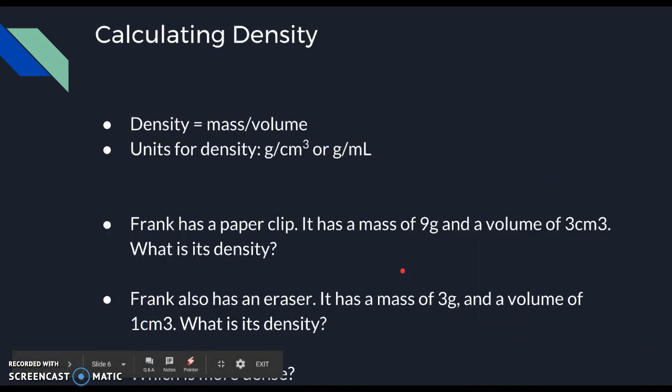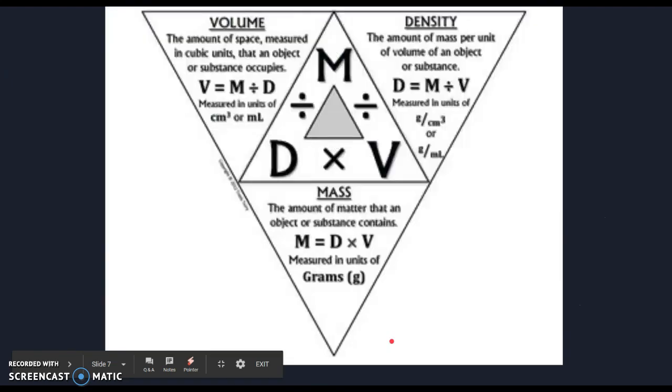Okay, so when we calculate density, we divide the mass by the volume. We have 2 units that we will practice with, which are grams per cubic centimeter, for solids, and grams per milliliter, which are typically for our liquids. Now, I want you to try these 2 problems, just given the equation up here, and let me know which one is more dense in your notes.